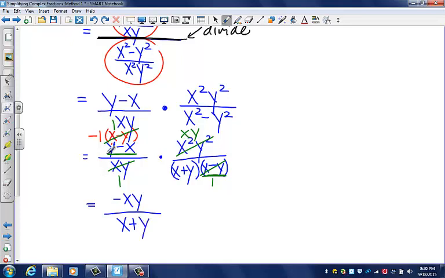All right, so I notice I have no common factors. In the top, I have xy as a factor. In the bottom, remember, factors are multiplied. So in my denominator, x and y, it's x plus y. That's one single binomial factor. So this is what we get when we simplify that complex fraction.